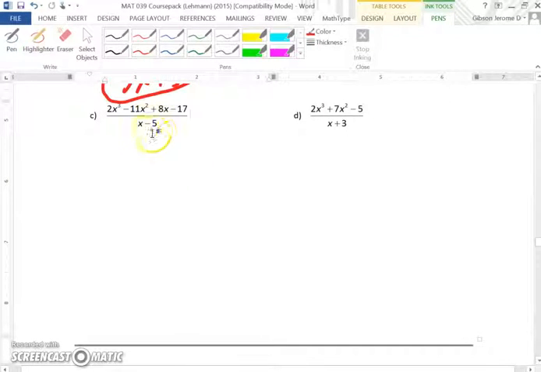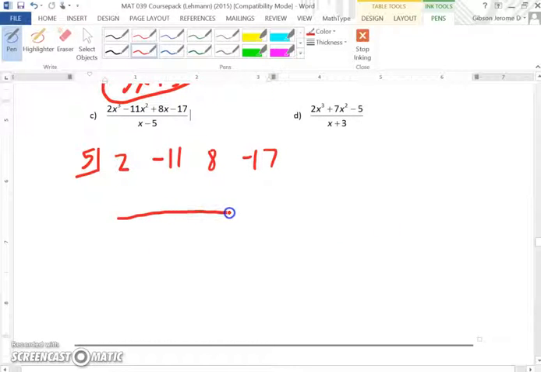Okay, class, picking up where we left off, we have C here, and we're doing synthetic division. Here, of course, we would take the opposite, which would give us positive 5, and we'll take the coefficients of all of these terms in the numerator, which would be 2, negative 11, 8, and negative 17. We would draw a line here to give us space for the numbers we would have down here. And we will have to draw a line separating the last two numbers and also giving us the remainder just in case we have one.